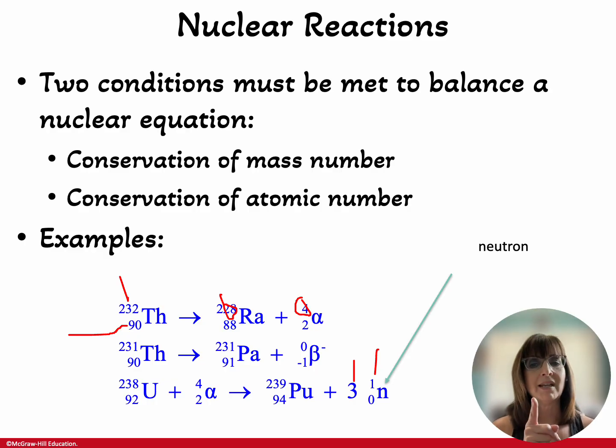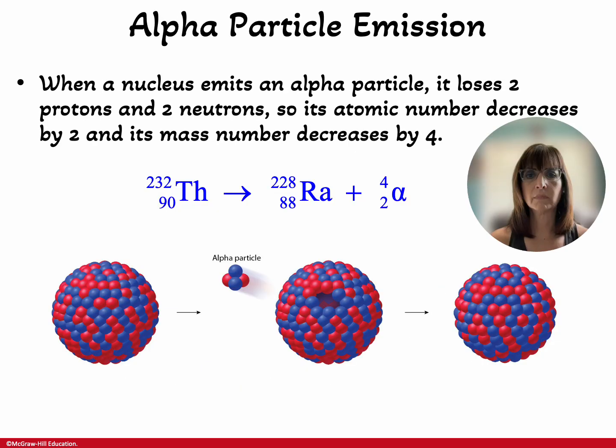So trust me, if you just pay attention to those two numbers and make sure they're equal on both sides, you will balance a nuclear reaction. I gave you a pretty large space in your notes to write down examples of reactions, and I recommend that you write these here. So this is an example of alpha particle emission.